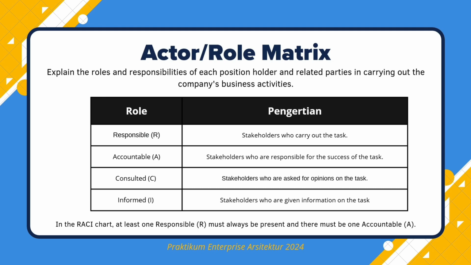Responsible, R, are stakeholders who carry out the task. Accountable, A, stakeholders who are responsible for the success of the task. Consulted, C, stakeholders who are asked for opinion on the task. And then the last, Informed, I, stakeholders who are given information on the task. And in the right chart, at least one responsible must always be present and there must be one accountable.